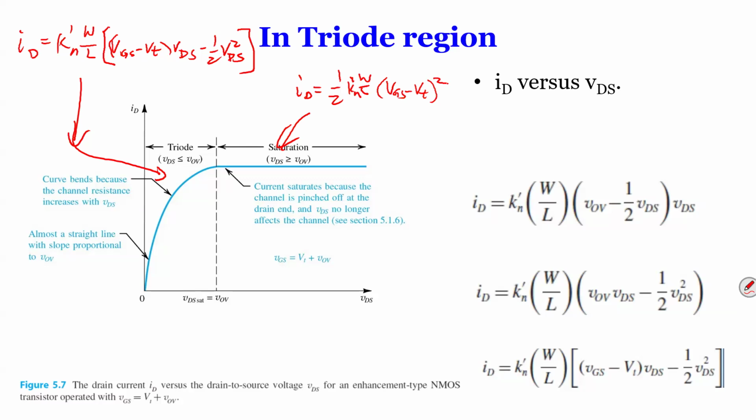So as you can see here, the first equation has something to do with VDS. There's a VDS in the first term, and another VDS, which is this equation here, in the triode region. This VOV is VGS minus VT, so you can replace that. So this is the voltage for the triode region.